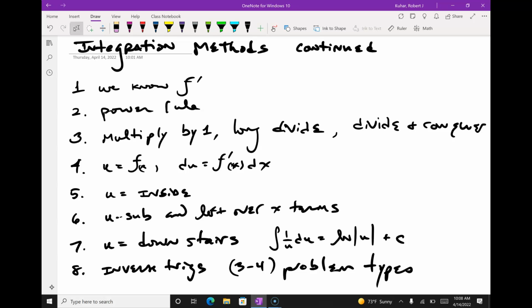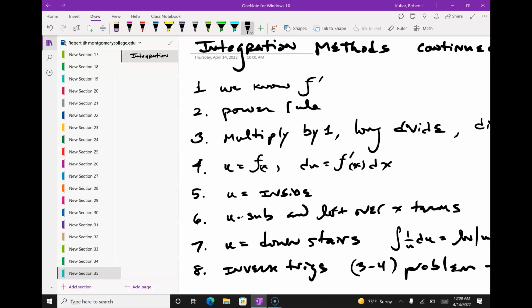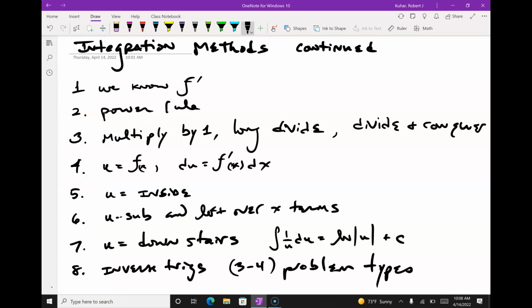All right. Let u be the downstairs completely. Right? So, for example, I have to remind us about the antiderivative of 1 over u. Right? It's ln of the absolute value of u. So on these, when we let u be the downstairs, we're going to need the absolute value sometimes, right?